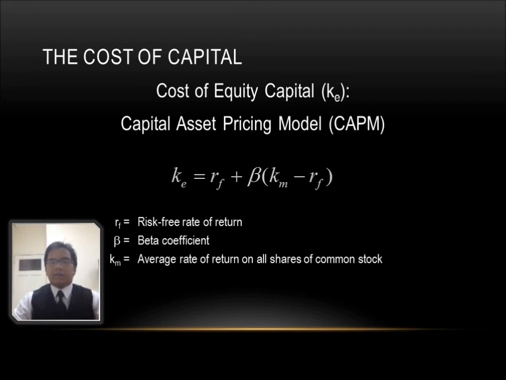The capital asset pricing model follows the same principle as risk-free rate plus risk premium, with the government T-bill rate as the risk-free rate, and the systematic risk or beta coefficient multiplied by the average rate of return on all shares of common stock minus the risk-free rate as the risk premium. The equation is as you can see on the screen.